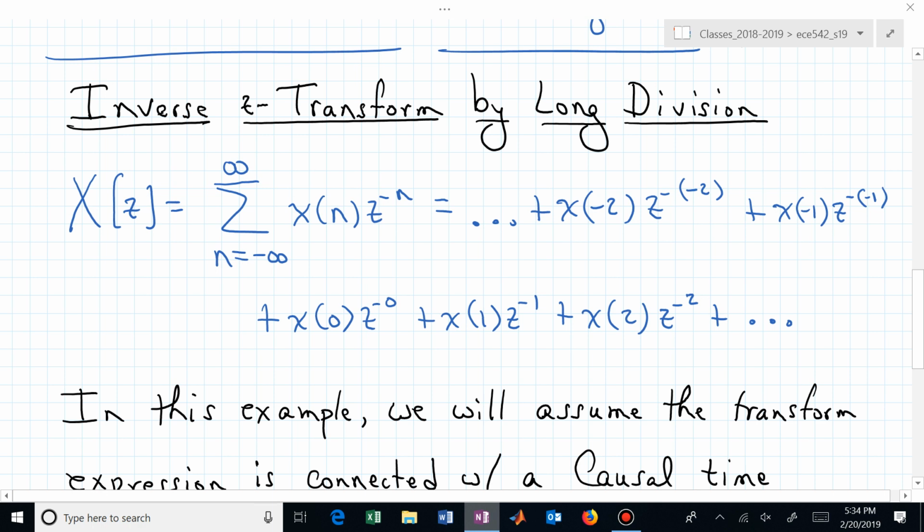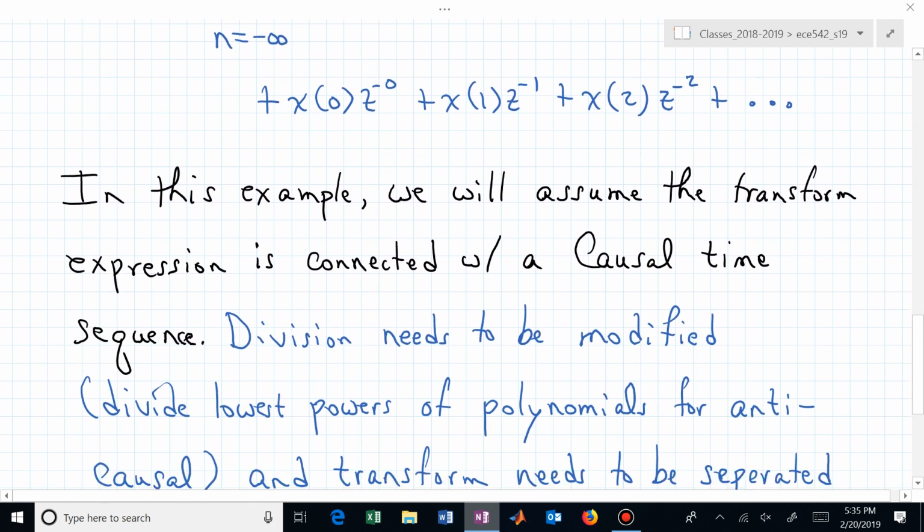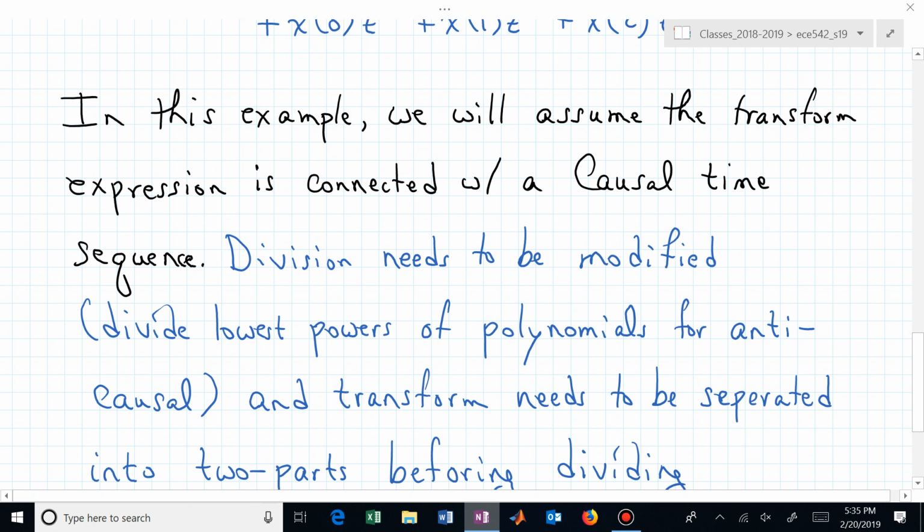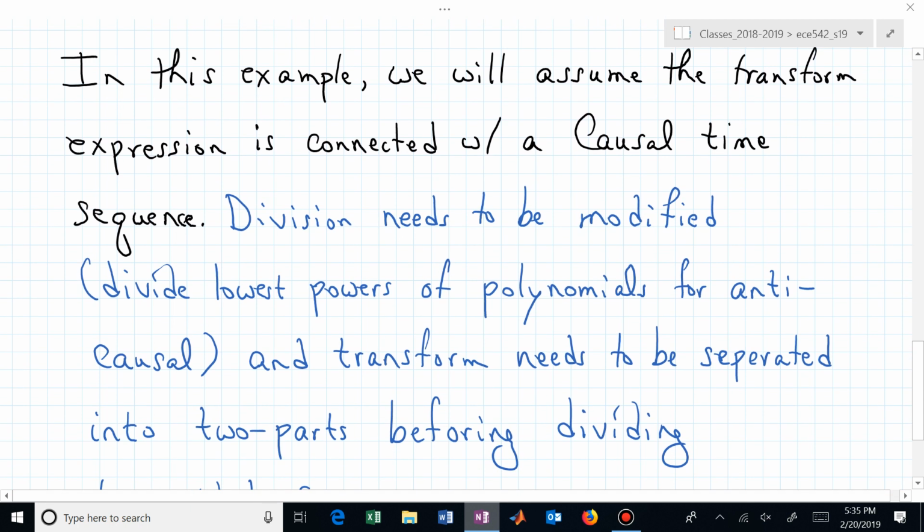To find the sequence values by long division, we're really playing on the fact of this series expansion of a transform, capital X of z. It now looks like a sum of terms involving powers of z to the minus 1. The coefficient associated with each of those powers will give you one of the terms in your sequence of numbers: x at minus 2, x at minus 1, x of 0, etc. For this example, we're going to focus on the causal time sequence. We're not going to worry about the sequence values that have negative time indices. If you were concerned with something that was not causal, you would have to do a modification of this strategy, and that's really what I'm trying to say here.